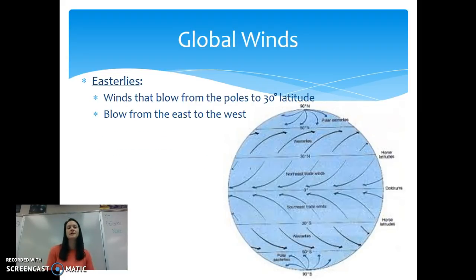And the last one are the easterlies. So these are up at the poles. They blow from the poles down to 30 degrees latitude. And just like the westerlies, they're named from where they come from. So they blow from the east and they move to the west.